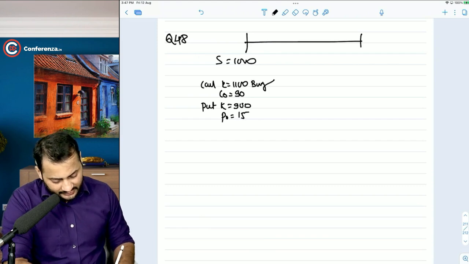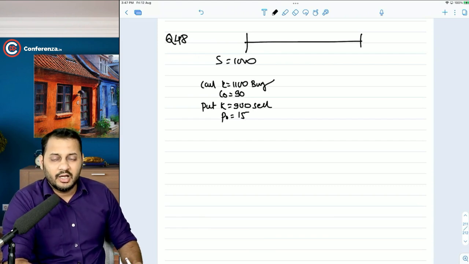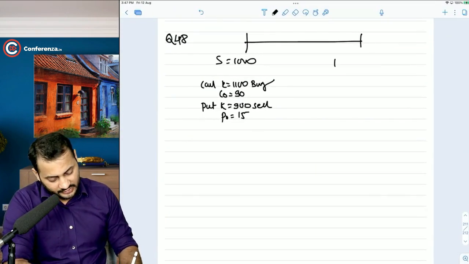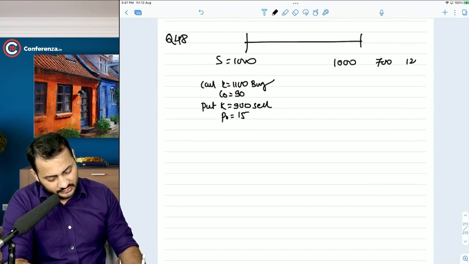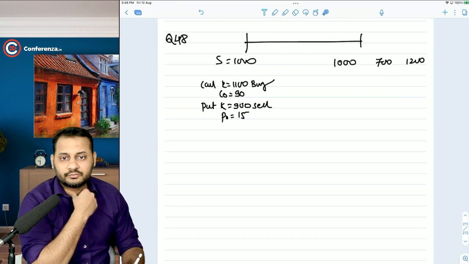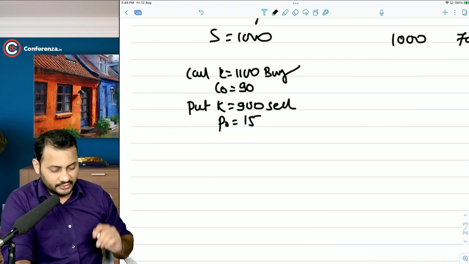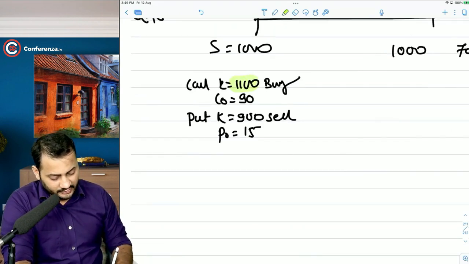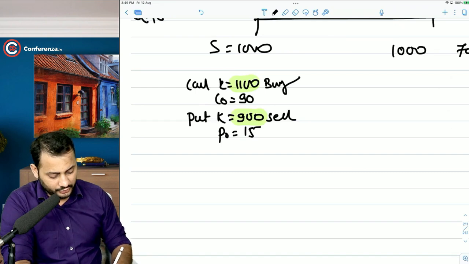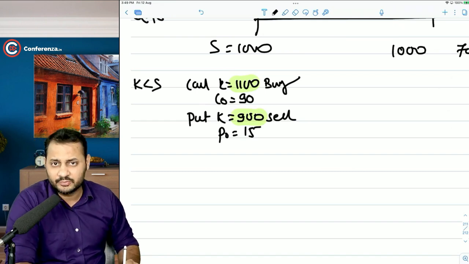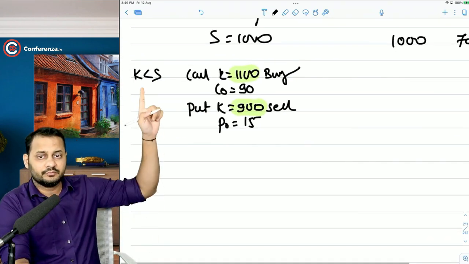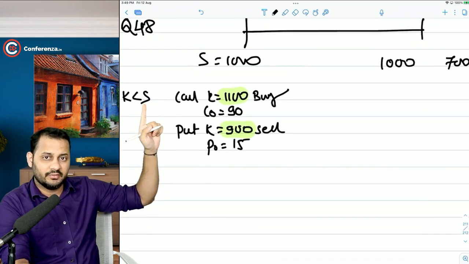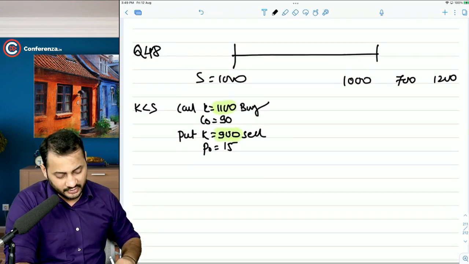At this price you can buy the stock and at this price you can sell the stock. After 3 months the prices are 1000, 700 and 1200. Now tell me one thing. First of all, when do you think you are going to exercise the call option? It's very simple, sir. Whenever the strike price is lower, K should be lower than the spot price. So any spot price which is higher than 1100 will be sufficient for our purpose.